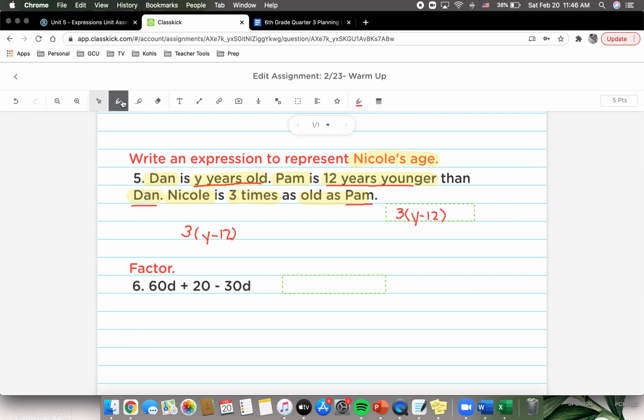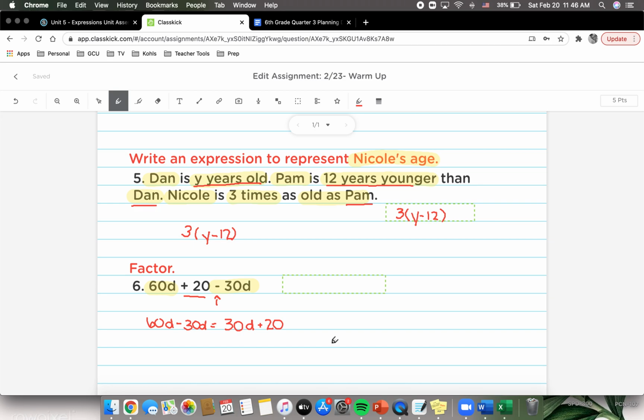Lastly, looking at number 6, it wants us to factor 60D plus 20 minus 30D. We have 2 like terms, so we can subtract those from one another because the operation in front of our 30D is a negative. So when we subtract 30D from 60D, we get 30D. And we still have that positive 20 right here in the middle. So now we can factor this.